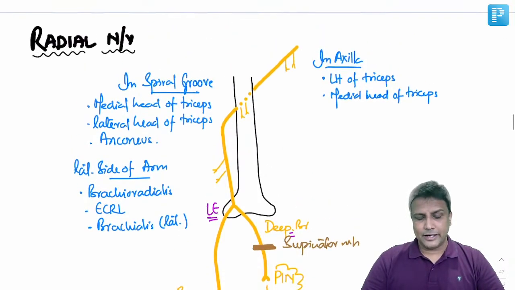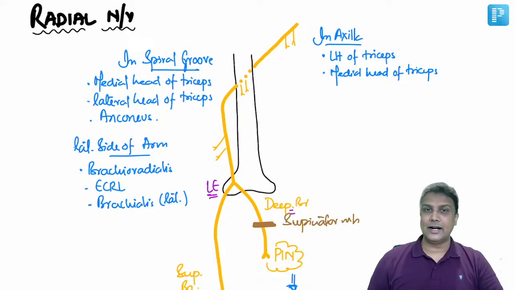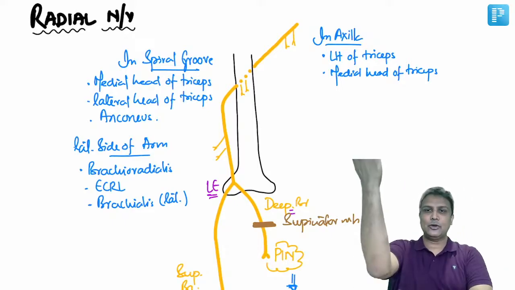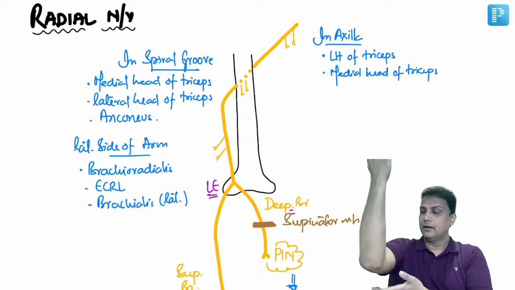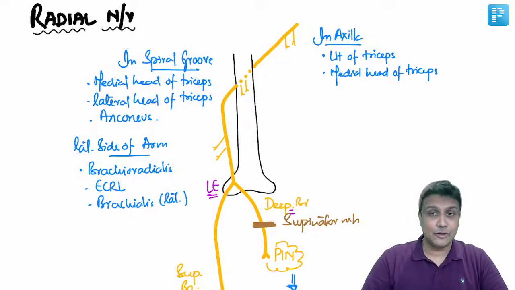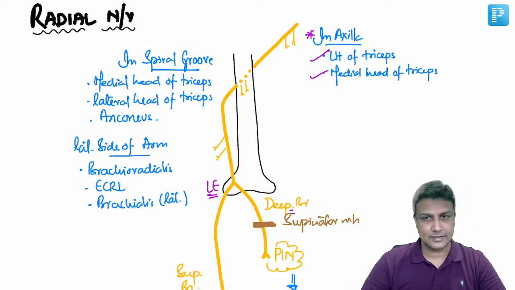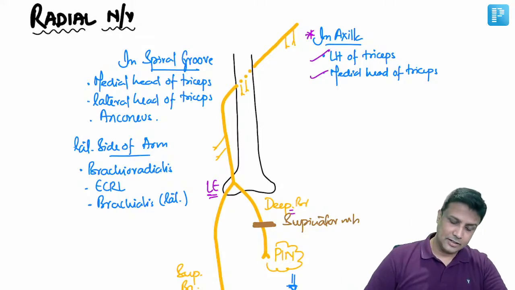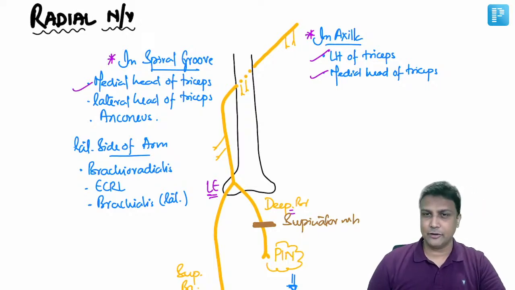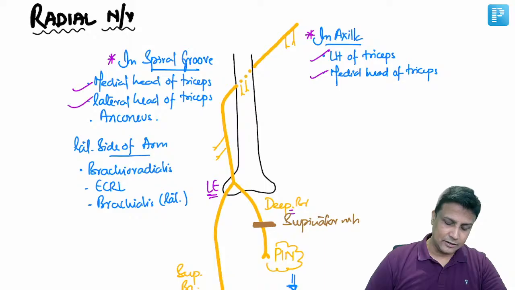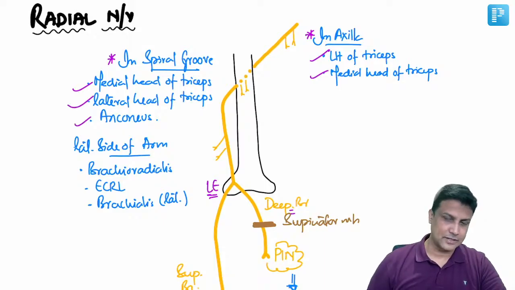Already I told you that radial nerve is the one which will be supplied to your entire posterior compartment here. The posterior compartment of arm, it will be having triceps. In that, you remember from the axilla itself, it is actually giving the branches to long head of triceps and a part of medial head of triceps. Then in the spiral groove, it will be giving the supply to the remaining medial head of the triceps along with the lateral head of the triceps as well as the anconeus muscle.